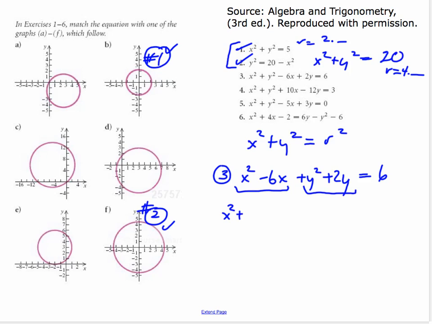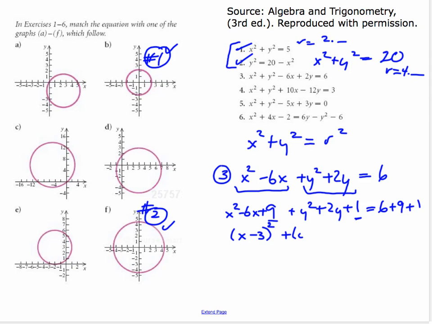Now let's complete the square for the x's and for the y's. So this one would be x squared minus 6x plus 9, and this one would be y squared plus 2y plus 1. Remember, to get these numbers, you take this one and divide it by 2, then square it. This one you divide by 2 and square it. Equals 6. But since I added a 9 here, I have to add a 9 over there. Since I added a 1 here, I have to add a 1 over there. So this one winds up to be x minus 3 squared plus y plus 1 squared is equal to 16.